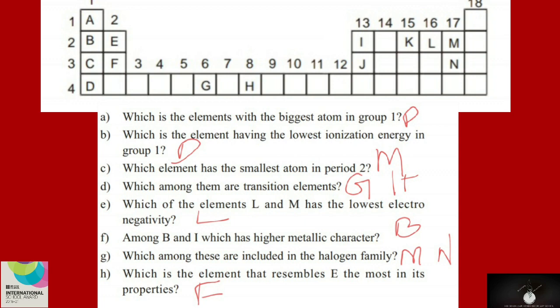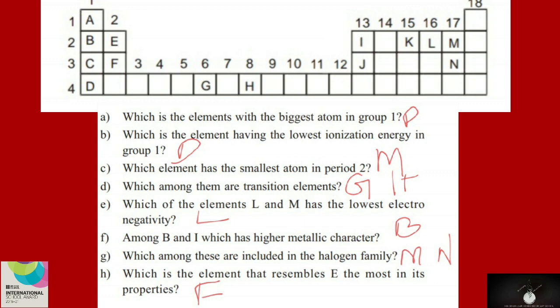Among B and I, which has high metallic character? Where are B and I? So you can see they belong to second period. So B and I, metallic character. Remember the trend of metallic character, it decreases across the period. So which is most metallic, highly metallic? So which element is highly metallic? B.